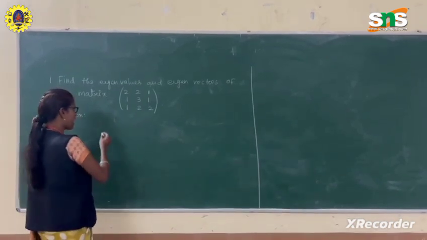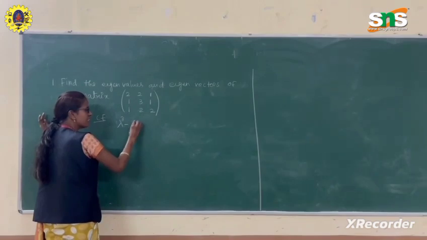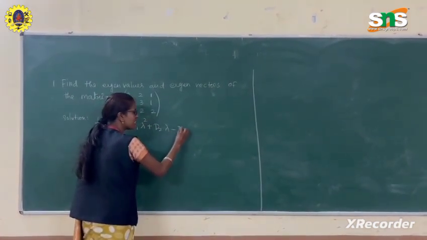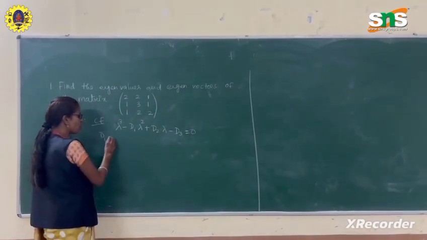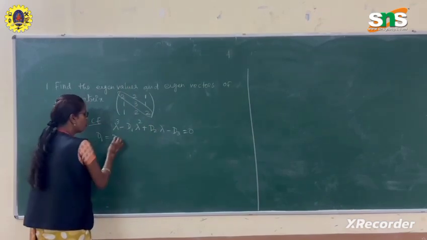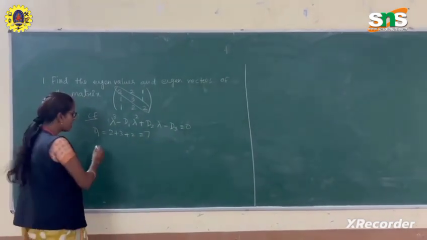We are going to start with the characteristic equation. So the equation is what? Lambda cube minus d1 lambda square plus d2 lambda minus d3 equal to 0. Then what is d1? Yes, d1 equals the sum of the main diagonals. Here the diagonals are 2 plus 3 plus 2. The answer is what? 7. Then d2 is what?